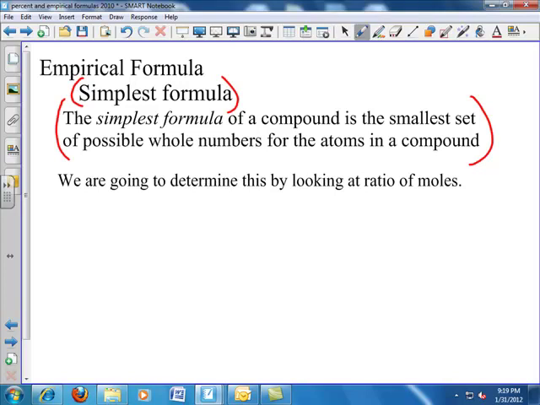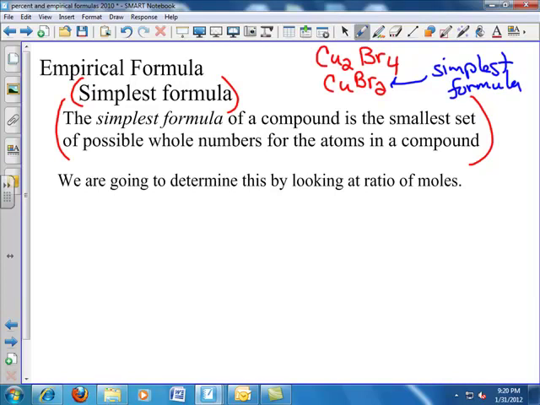Now, we've actually kind of done this. When I've given you some compounds, such as Cu2Br4, and you've had that in a formula, I've asked you to reduce that to CuBr2. Well, this is the simplest formula. And so we've kind of already done this to some extent.